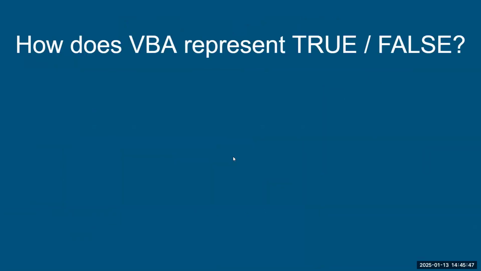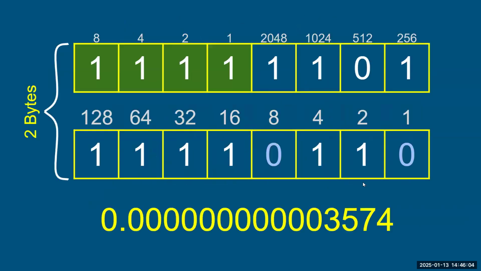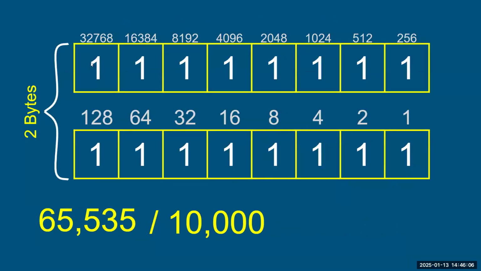And then how about this one? How does VBA represent true and false? 0 is false, -1 is true. Isn't that interesting? What about 1? 1 is not necessarily true. -1 is true. And part of that goes back to the idea of how -1 is represented in the memory, right?